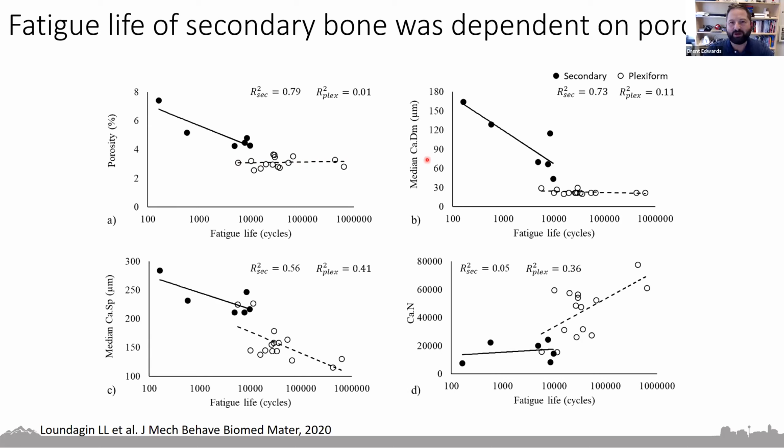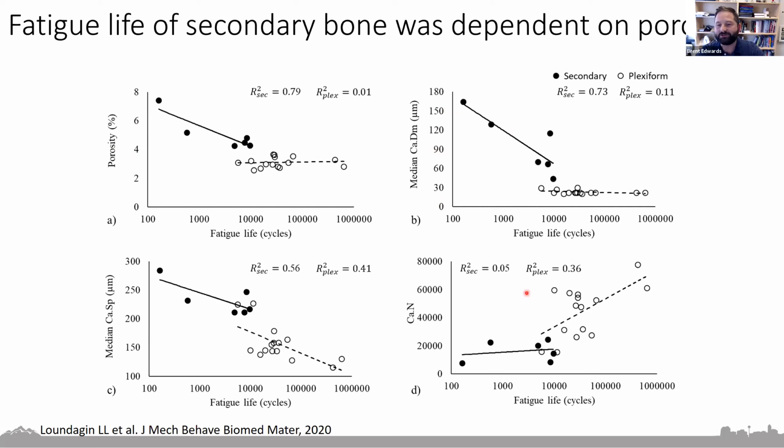The porosity is dependent on both canal diameter, the size of the canals, and the number of canals. If we look at these two variables, we can see that the relationship with porosity is basically maintained in secondary bone if we look at the median size of the canals present in our sample. And we really don't see a relationship there in terms of canal number. So we think these data suggest that the size of the canal is what's really dictating the important role that porosity plays in the fatigue behavior of bone.